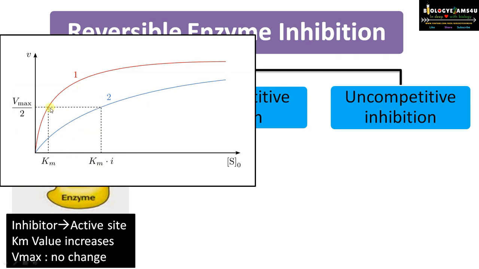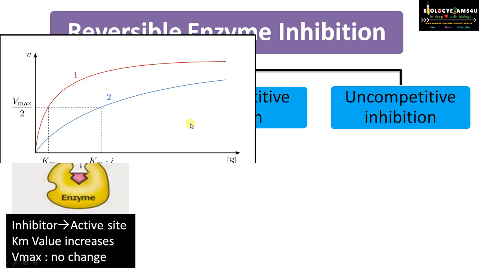This is a Michaelis-Menten plot. As you can see, this red line is without inhibitor and the blue line is with inhibitor. Here the Km value has increased, indicating that the affinity has decreased, whereas the Vmax remains the same.